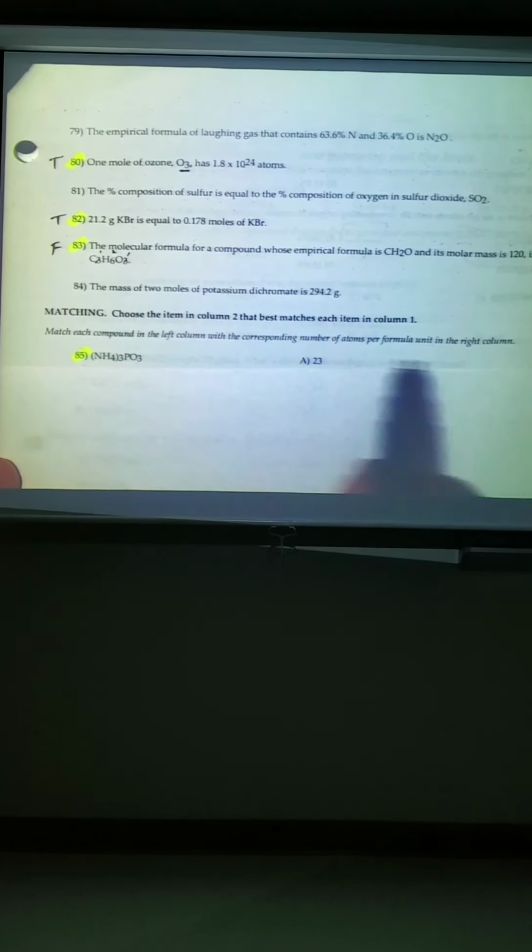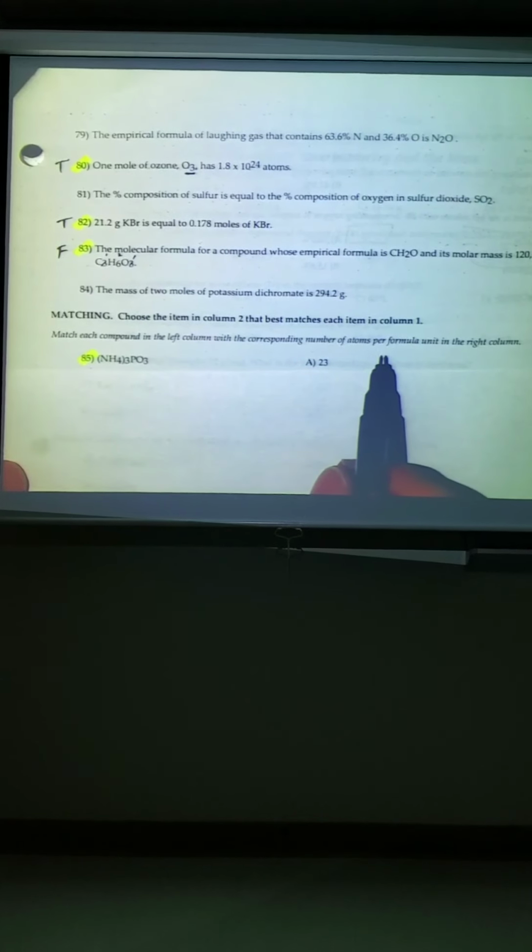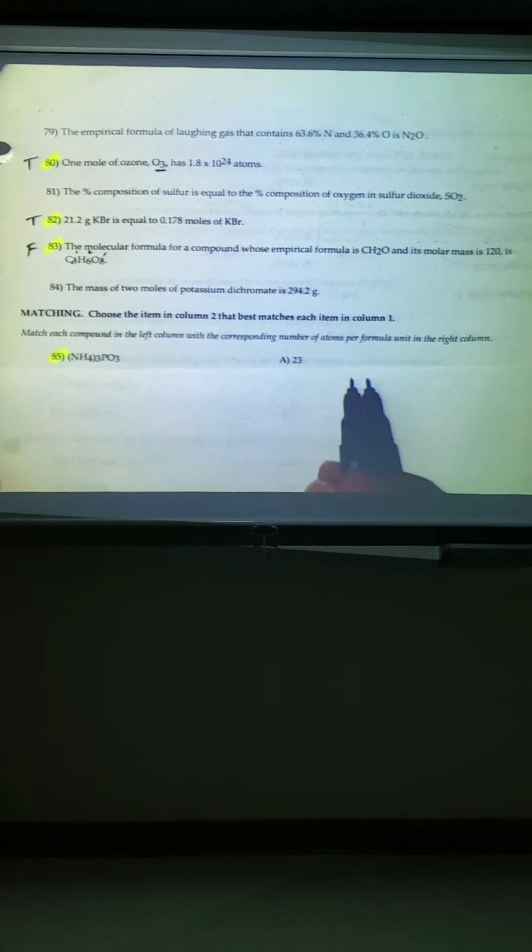Alright, on to some matching. Home stretch of this monster homework just about over. If you've been with me for almost an hour, thanks, because it's a lot of good practice. Here we have the number of atoms. So this was back to our first page, just a matching section based on it.